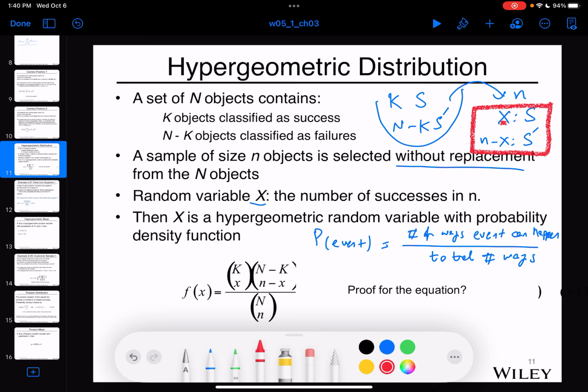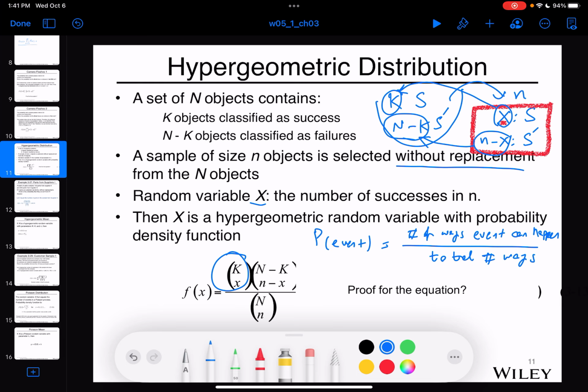And we did have an experiment like this before, right? We had a bunch of marbles inside, and we wanted to find out how many ways we can pick, for example, 5 blue and 6 red marbles. So basically, what I want to do is select X marbles from these K marbles, and that's K choose X, a combination of X from K. And then the remaining N minus X should come from the remaining N minus K marbles, right?